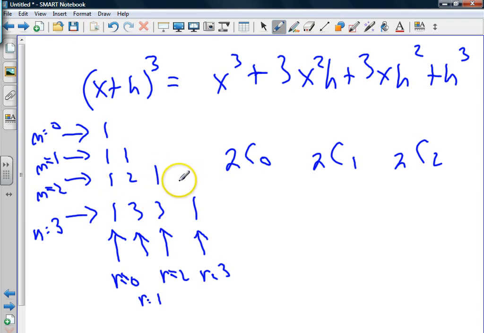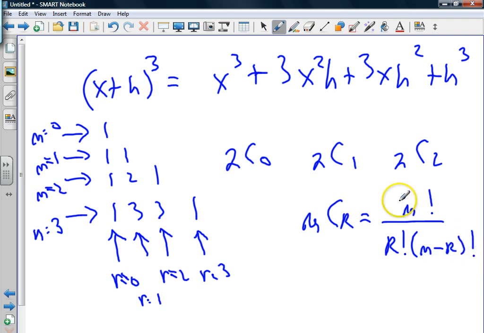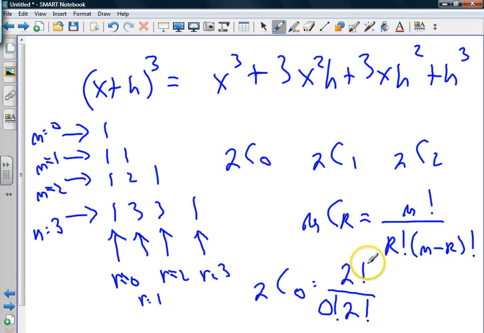Pascal's triangle comes up all over the place. This is really defined differently. This is defined based on factorials. You know what a factorial is? nCr equals n factorial over r factorial times n minus r factorial. So 2C0 means 2 factorial over 0 factorial times 2 minus 0 factorial. So what's 2 factorial over 2 factorial? What's anything divided by itself? 1. But wait, what about this? What's 0 factorial? It's not 0. It has to be 1. Why? Because otherwise this wouldn't work.